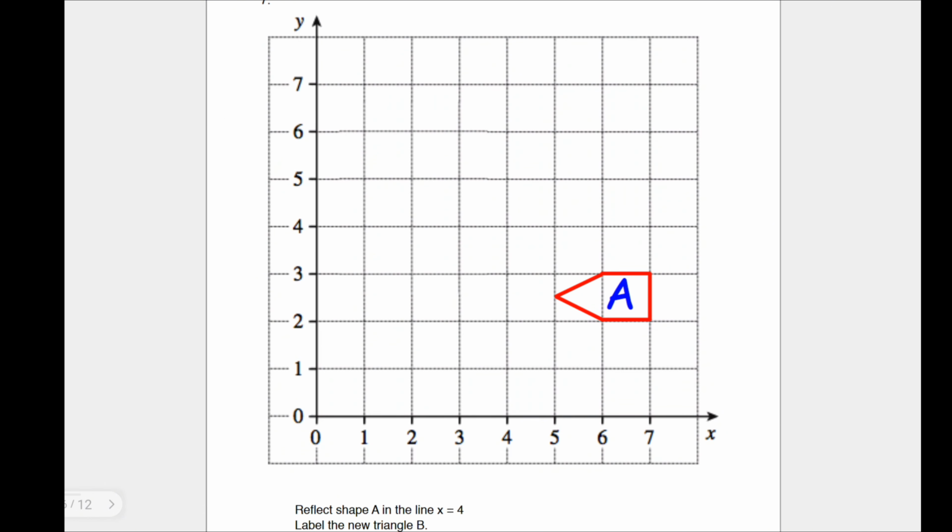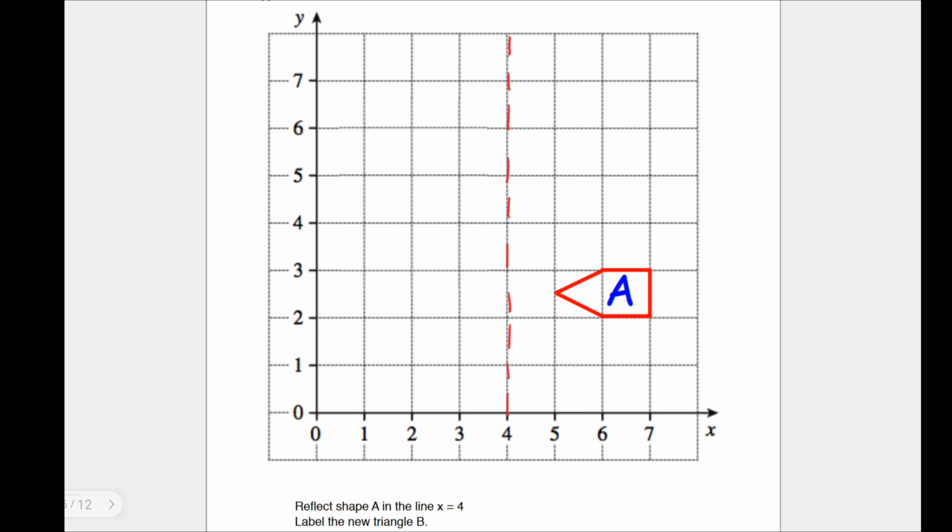Reflect shape A in the line x equals 4. So the line x equals 4 is going to look like this. So that will be the line x equals 4. And the mirror of that shape is going to look something like this.